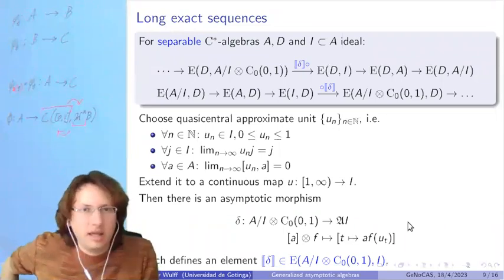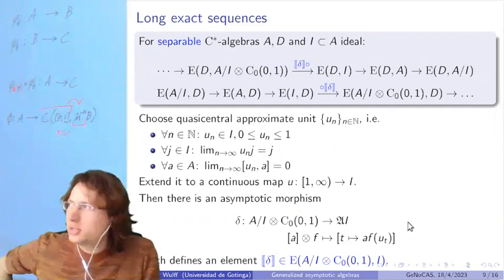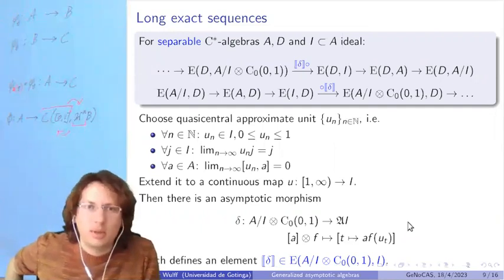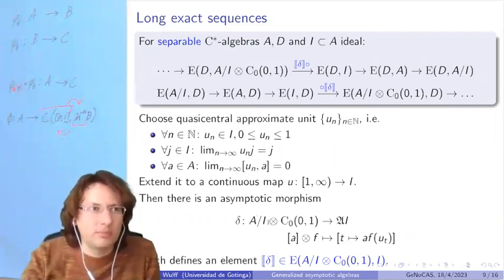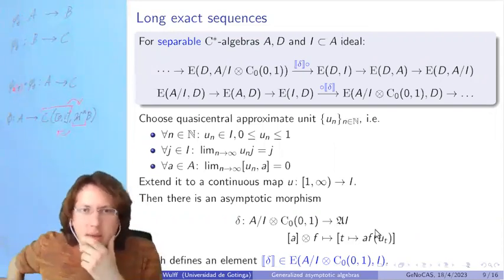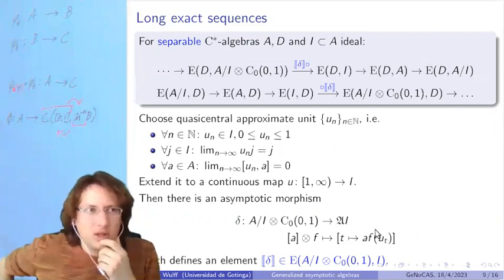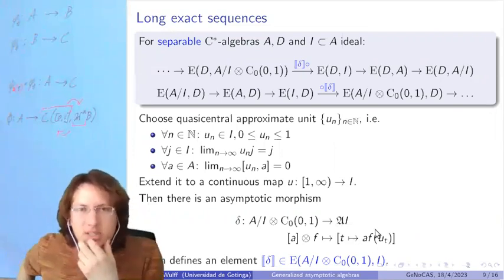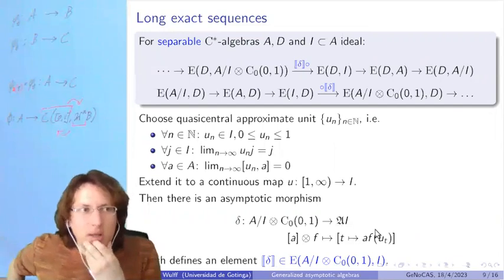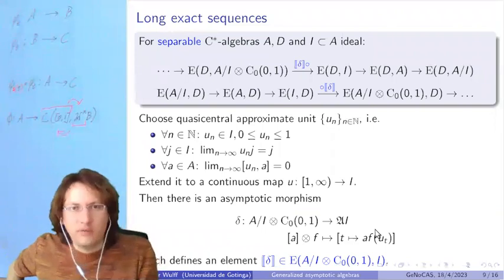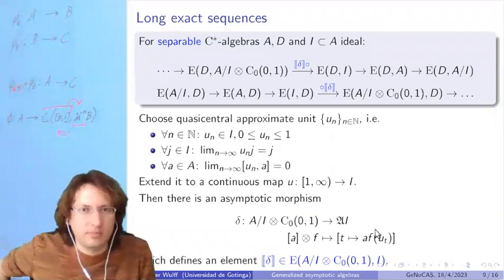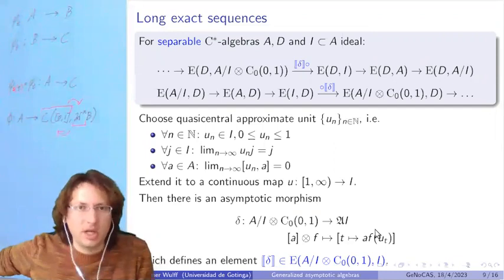I mean, or to express it this way, if there was a proof of excision which would work without using this element here, without this asymptotic morphism, then it should also work for non-separable C-star algebras, and that would mean that my new picture of E theory would somehow agree with the old one defined with asymptotic algebras. So that's what I expect.